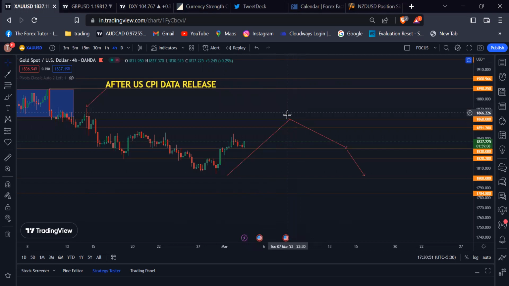psychological level. After reaching this level, if you see some rejection candle or any further sentimental confirmation, then you can engage the trade, and your first target should be the 1830.00 psychological level and the second target should be the 1800 psychological level.